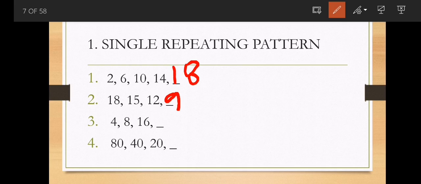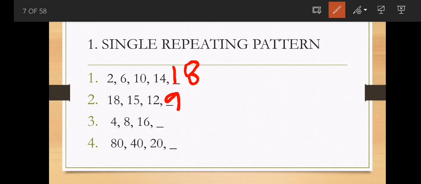Sa number 3 naman, we have here, ginamitan ko dito ng multiplication. So, maghahanap tayo ng number na i-multiply. So, mapapansin natin na bawat term ay multiply sa 2. For example, 4 times 2 is equals 8. 8 times 2 is equals to 16. And 16 times 2 is equals to 32.